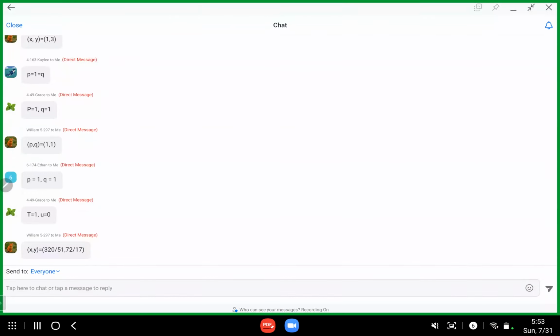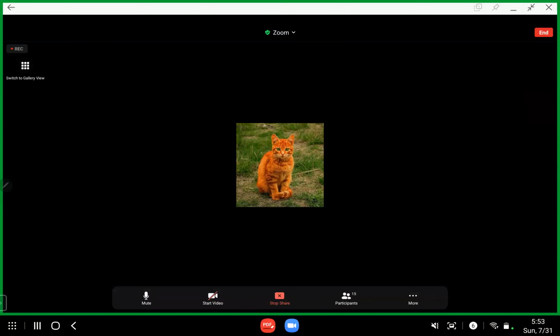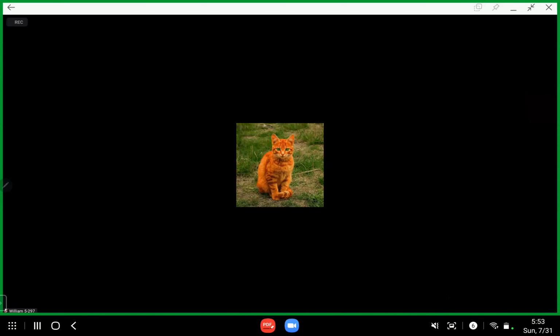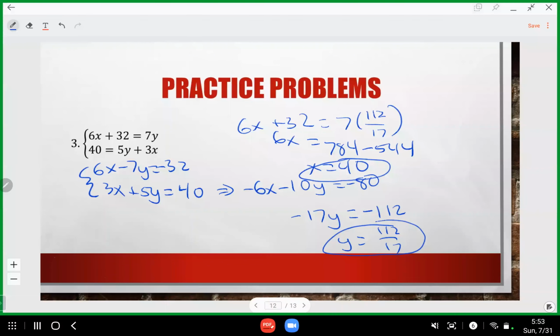William, could you explain your answer because we have differing answers? Wait, can you go back to the PDF, please? Wait, so I just combined the equations right after, like first I multiplied the second equation by negative. Oh wait, I did something wrong. Oopsie. Okay. Okay, so that's the problem.